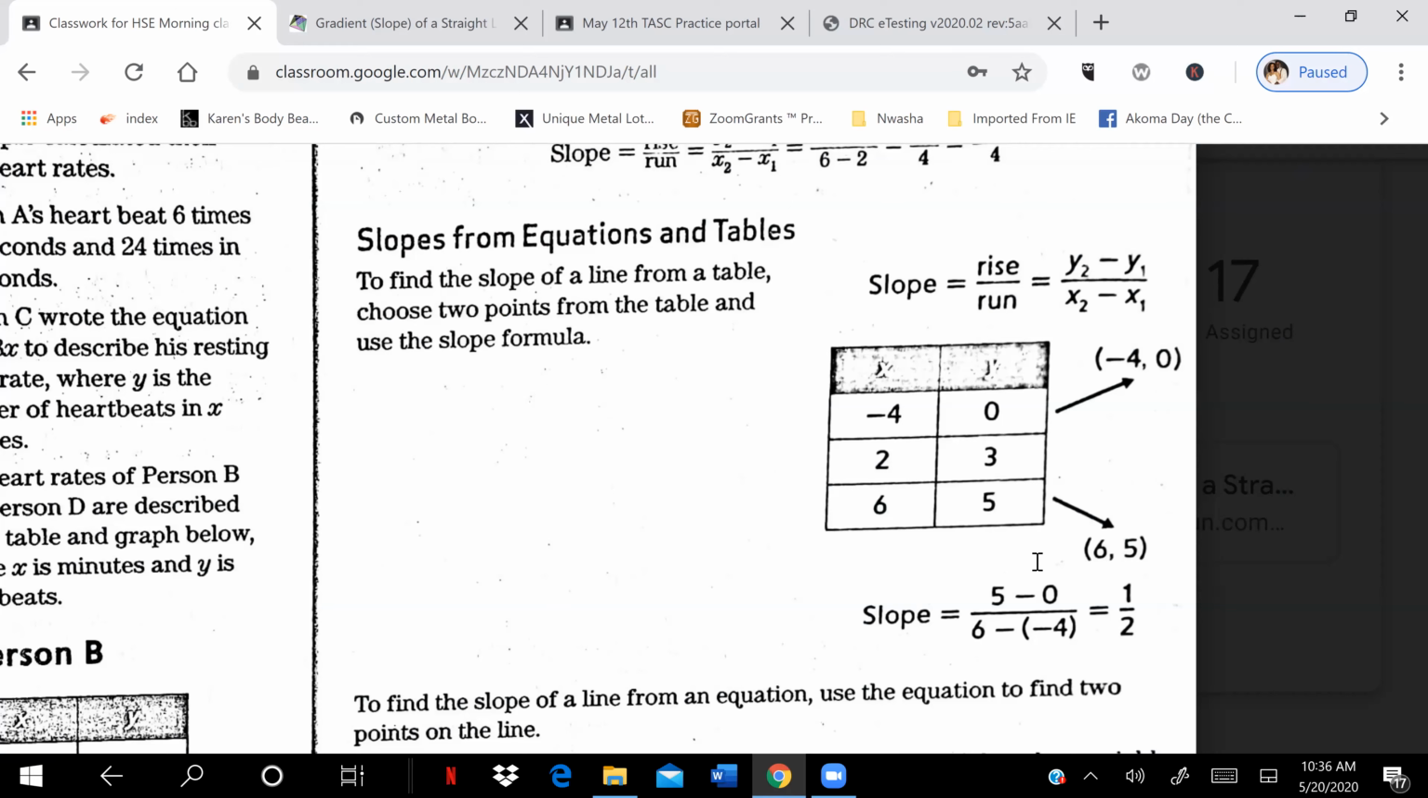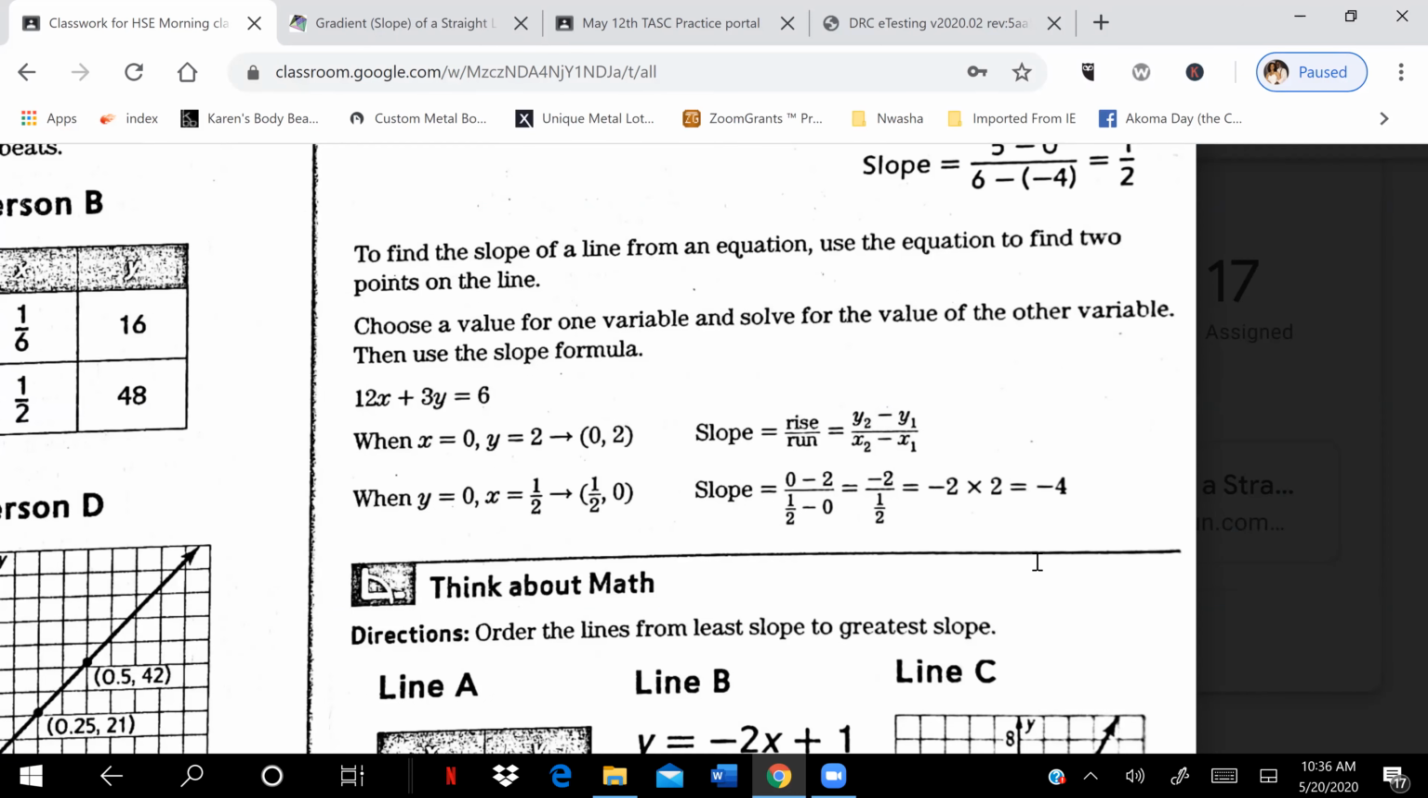All right, so now it says to find the slope of a line from an equation, use the equation to find 2 points of the line. So far they're just talking about different ways to find slope. So this one that they're giving us is 12x plus 3y equals 6. So when x is 0, y is a 2. And then they're showing the slope formula. When y is 0, x is a half. So they have 1/2 comma 0. And they're just putting these points into the formula and then coming up with the answer.